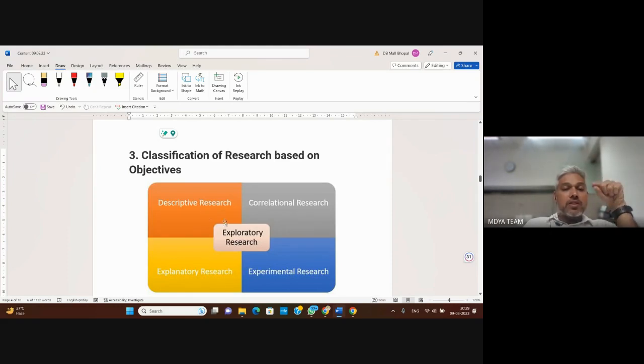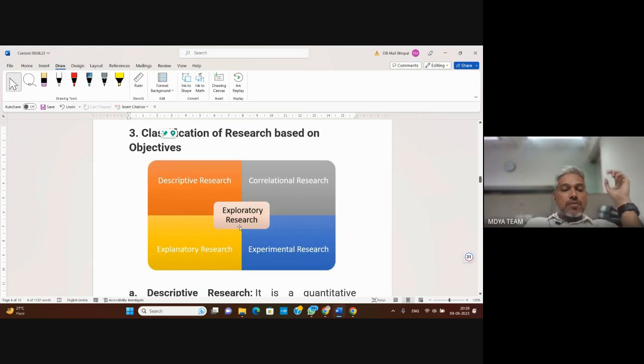In descriptive research, we give a description in the form of theory. And in correlational research, we correlate two variables and establish a relationship between them. That is correlational research. Exploratory research is where we explore something which is not known. This is exploratory research. And in explanatory research, we explain something which was not explained earlier, in the form of a thesis, and it gives something to the world.